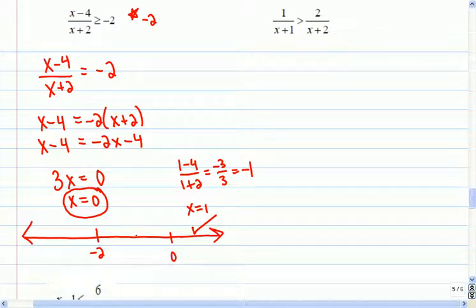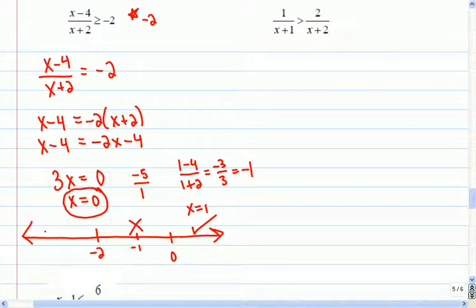Okay, then we'll check again over here. So if we want to do it, maybe we pick -1 this time. That'll be -5 over 1. Is that greater than -2? Nope. It's a bigger negative, but bigger negatives are technically smaller.